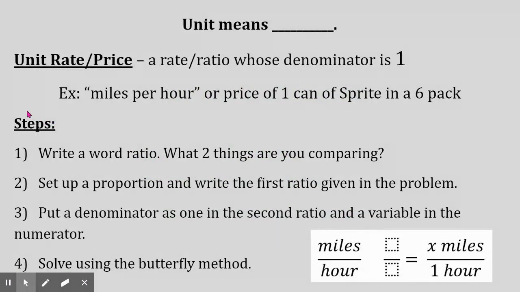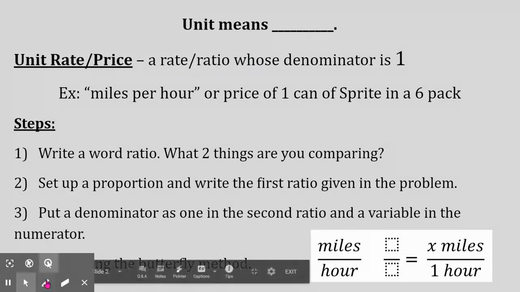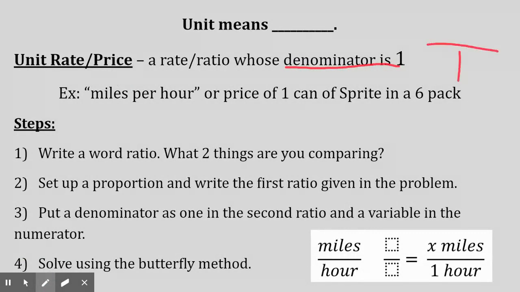So let's talk about what is unit rate, or also we will see the term unit price. So unit rate or unit price is a rate or ratio whose denominator is 1. So if I want to set up a fraction, my denominator will be 1. So when we see the word unit, unit means 1.